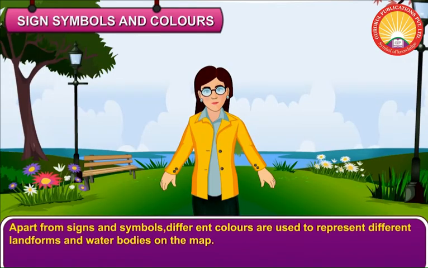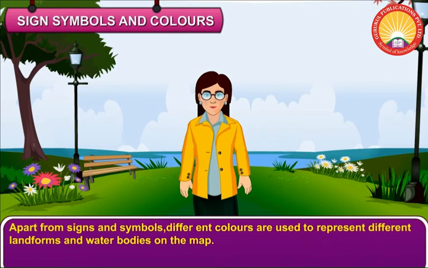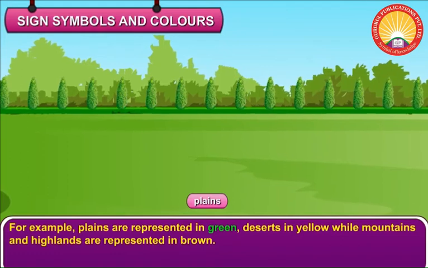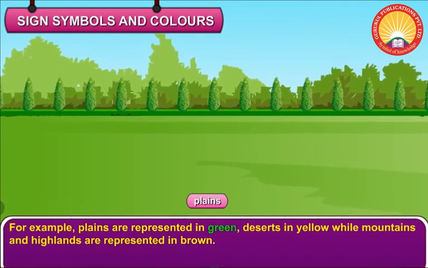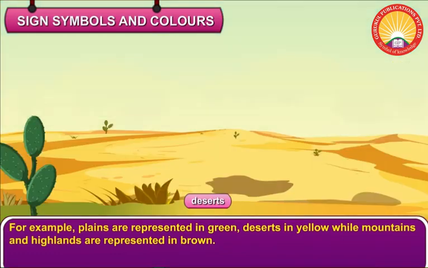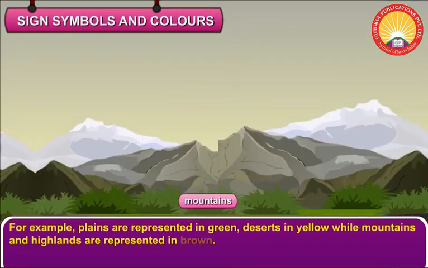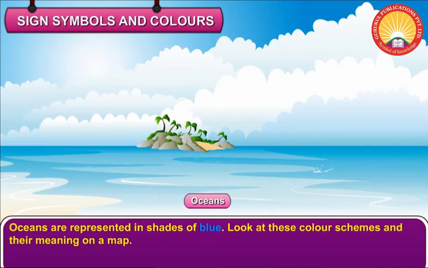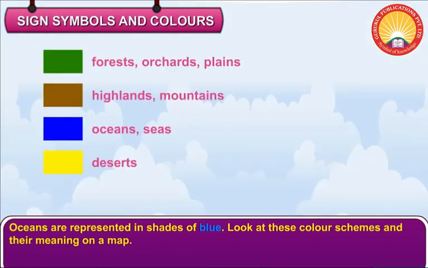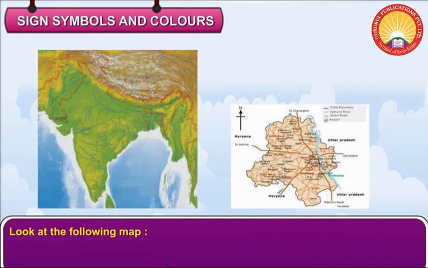Apart from signs and symbols, different colors are used to represent different landforms and water bodies on the map. For example, plains are represented in green, deserts in yellow, while mountains and highlands are represented in brown. Oceans are represented in shades of blue. Look at these color schemes and their meaning on the map. Look at the following map.